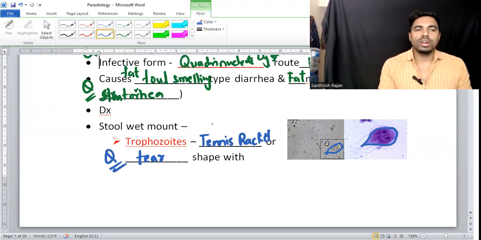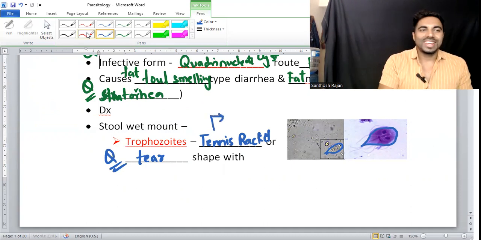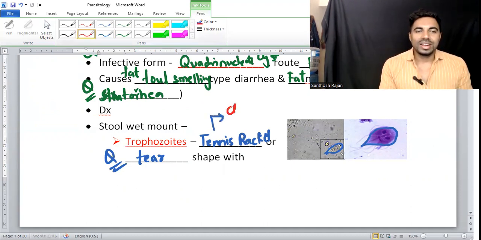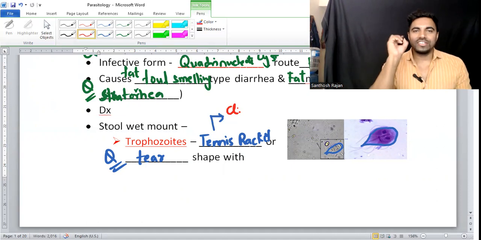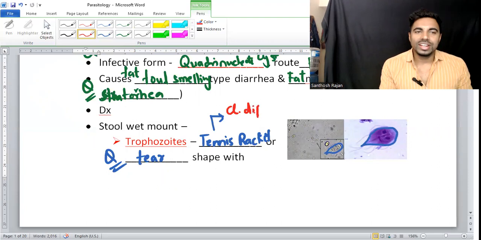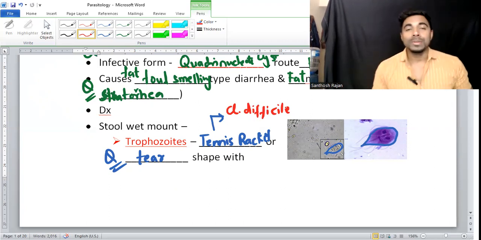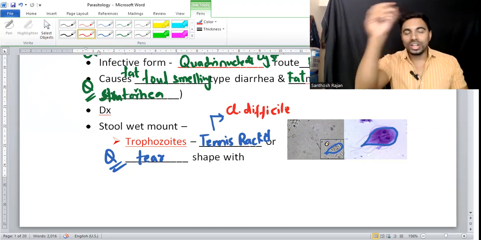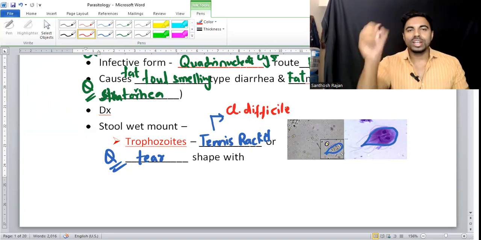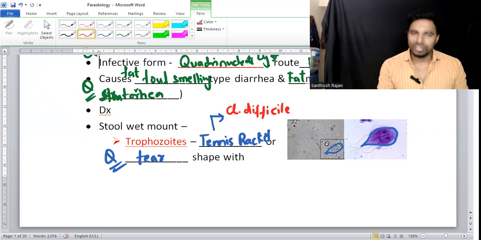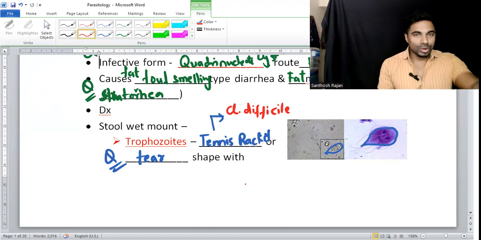And if you remember, tennis racket is also seen in which Clostridium? Which is a difficult tennis match? Clostridium difficile. Because of pseudomembranous colitis, if you remember, due to excess antibiotics. It's an important, frequently asked question. And that Clostridium difficile has a difficult tennis match. So tennis racket appearance is usually seen in Clostridium difficile, the spores. So one more you got here.